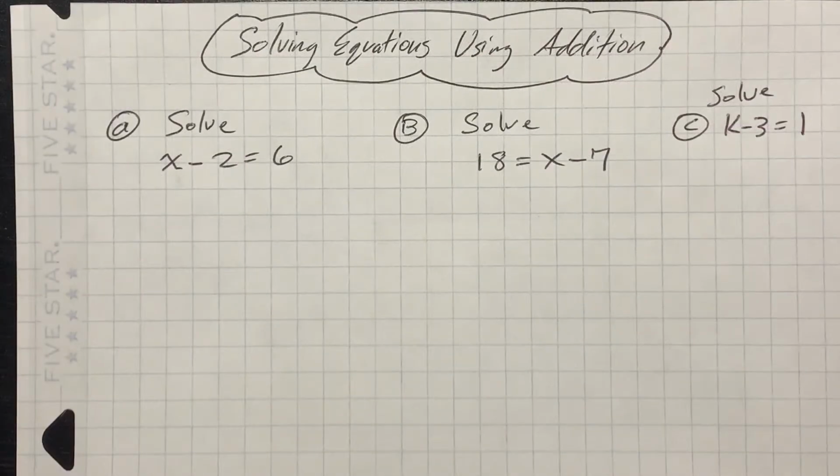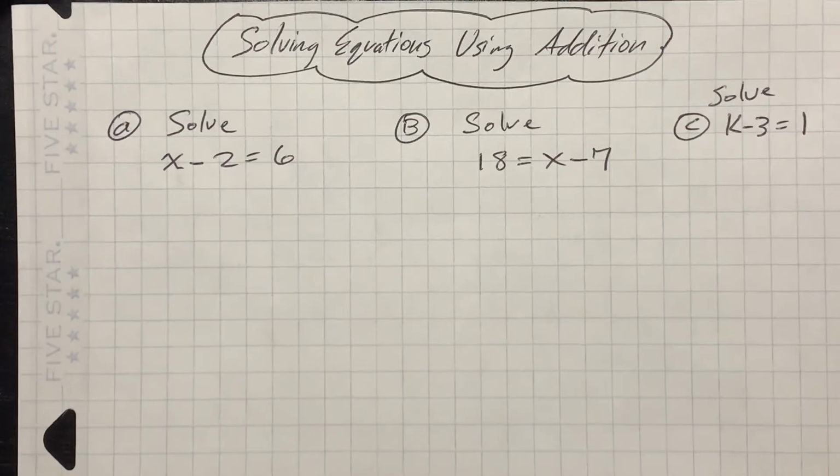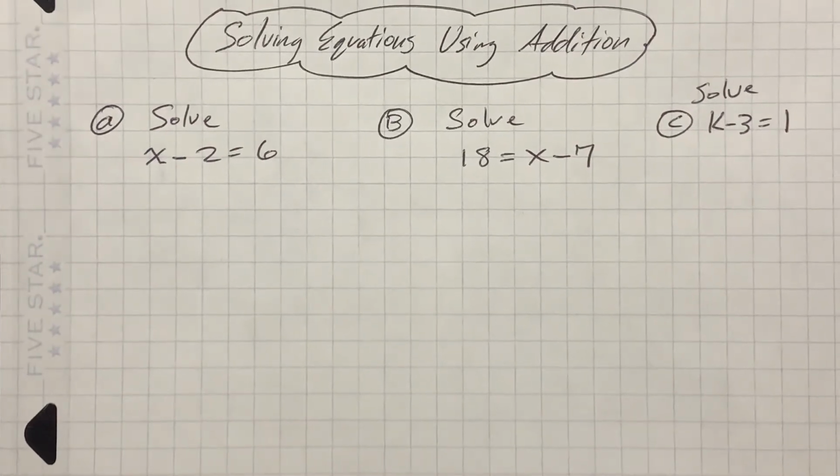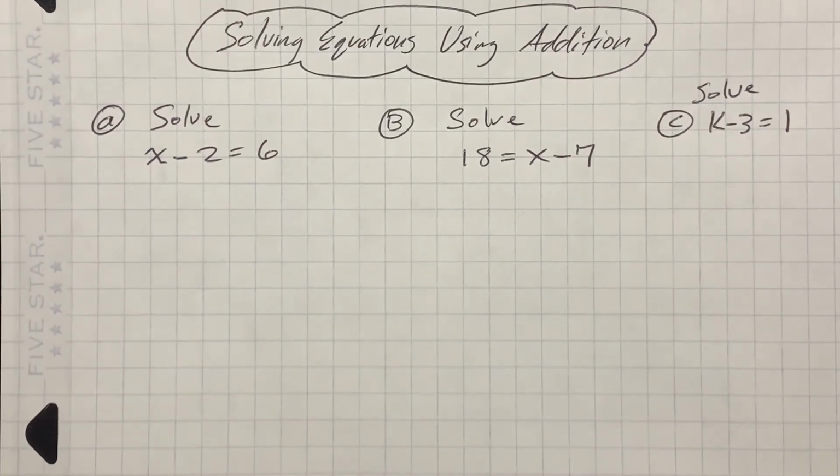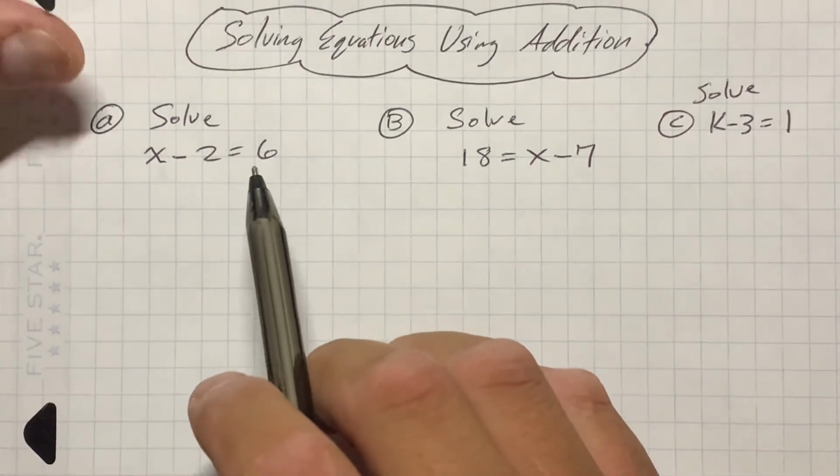All right, to continue, we're going to solve equations using addition. Now, basically, we're going to look for solutions using inverse operations for these next 3 example problems, and then we're going to check them. Okay, where we substitute and solve or evaluate. Okay, so we have A, B, and C. So let's work with A first. So we're going to solve x minus 2, and that should equal 6.